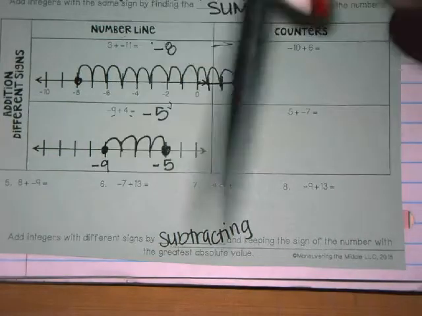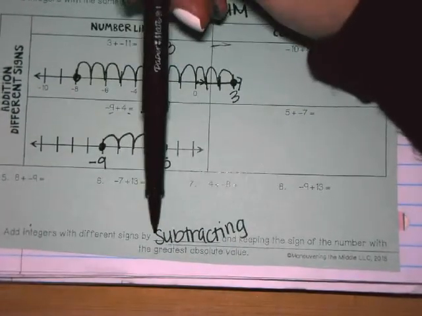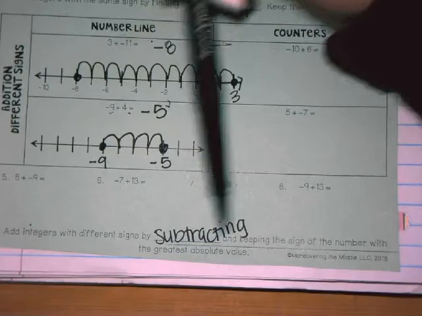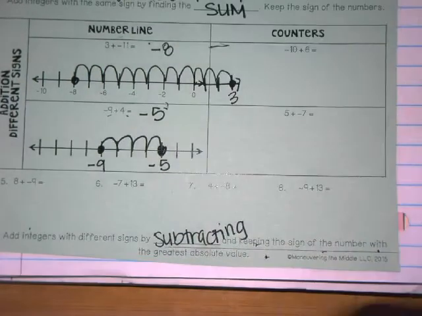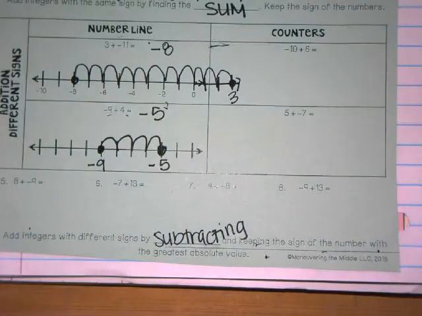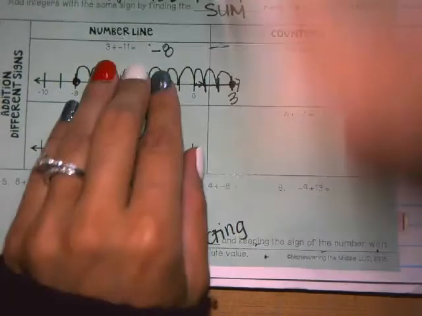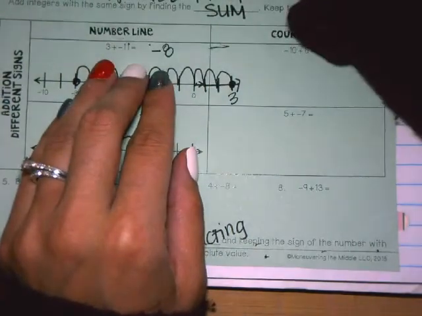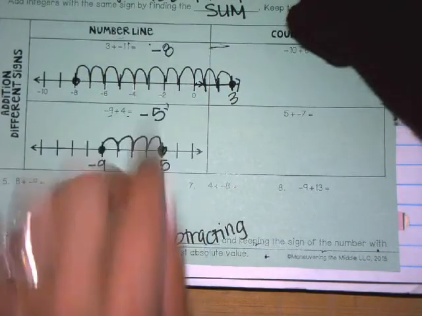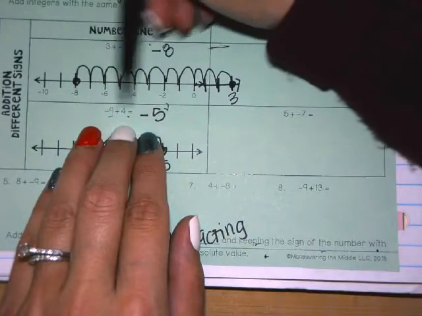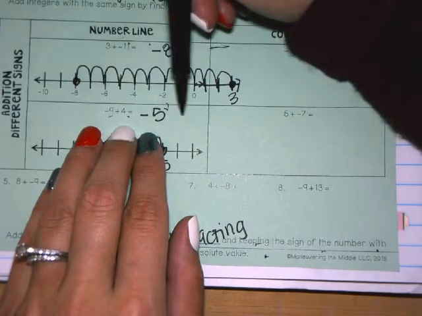So, right down here it says adding integers with different signs by subtracting, and keep the sign of the number with the greatest absolute value, meaning you're keeping the sign of the larger number. So what number is larger, 3 or 11? So that's why it's negative. Does that make sense? If we look here, what number is larger, 9 or 4? That's why my answer is negative.